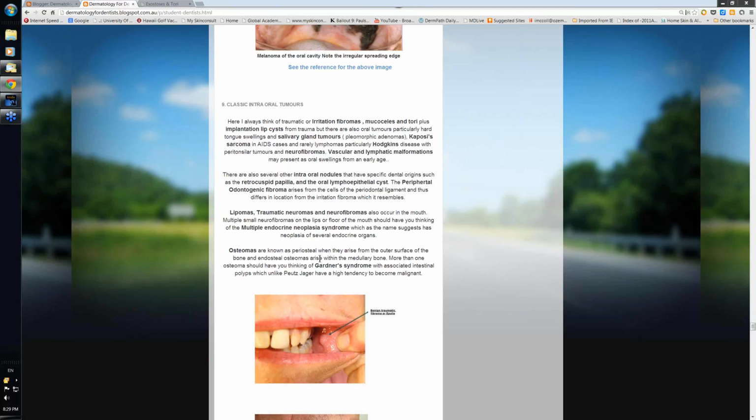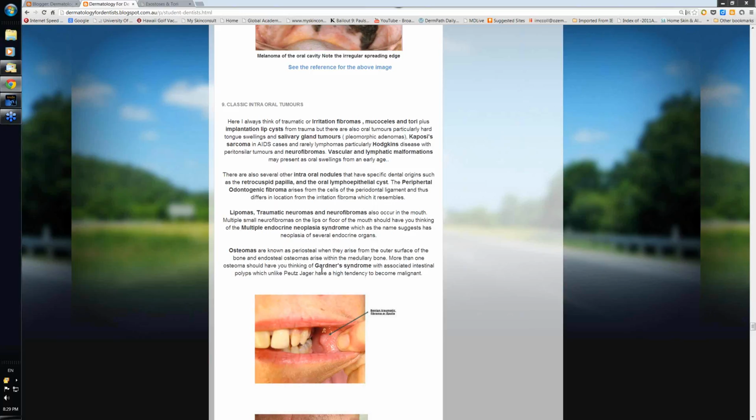We talked of osteomas arising from the outer surface of the bone, and endosteal osteomas arising from the medullary surface. And if you've got more than one osteoma on the inside of the mouth, there's a condition called Gardner's syndrome that you should think of. And I think I've made a mistake before, because when I was talking about Marfan's, it shouldn't have applied to that. It should have applied to Gardner's. It's Gardner's syndrome that they can have a Marfanoid habitus. So I apologize for that.